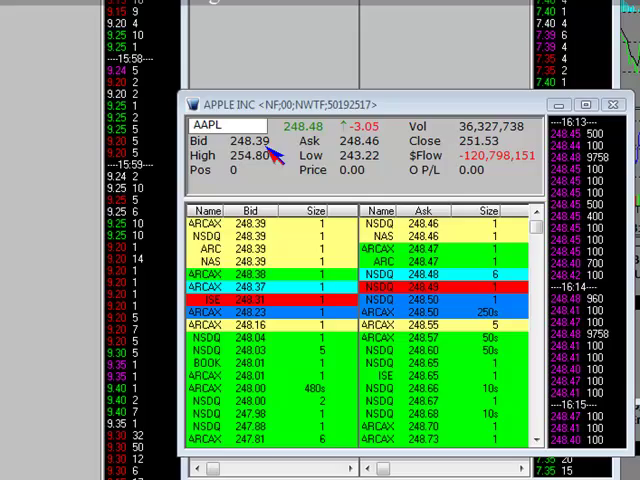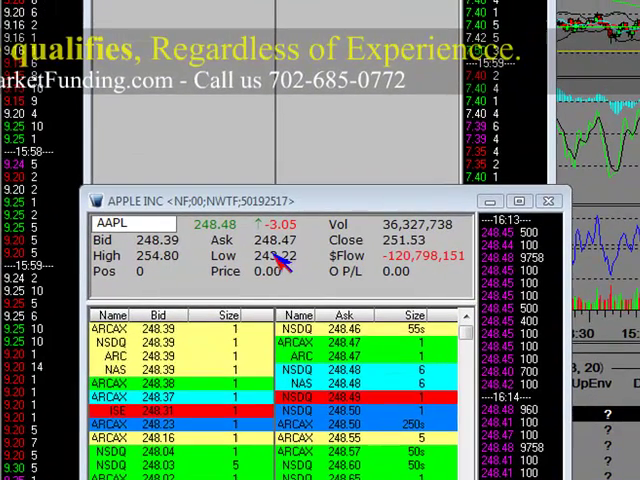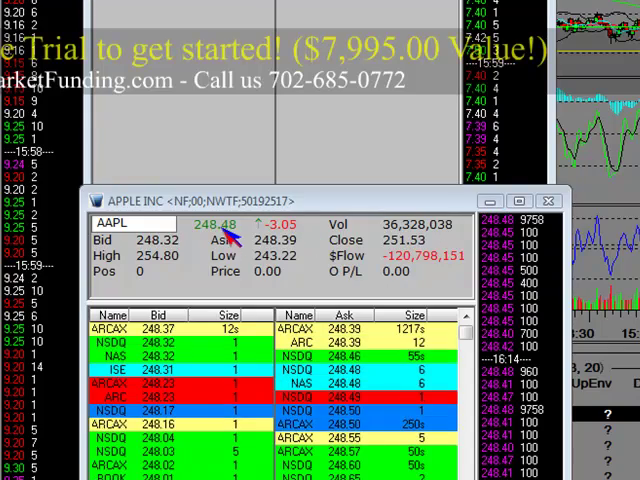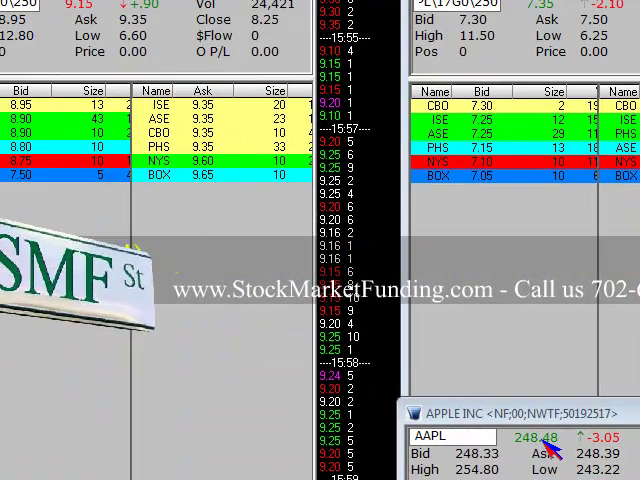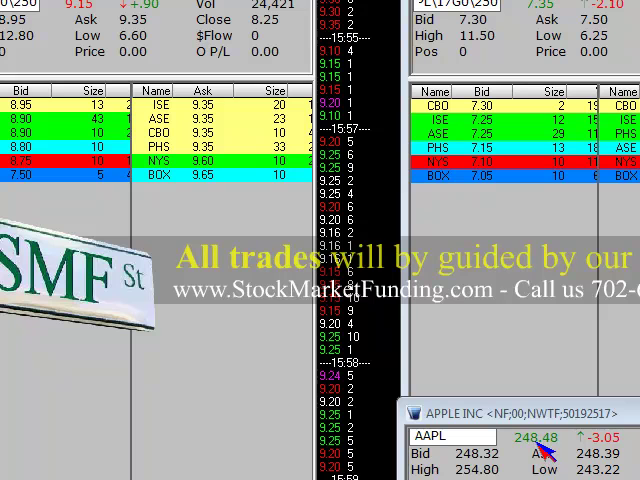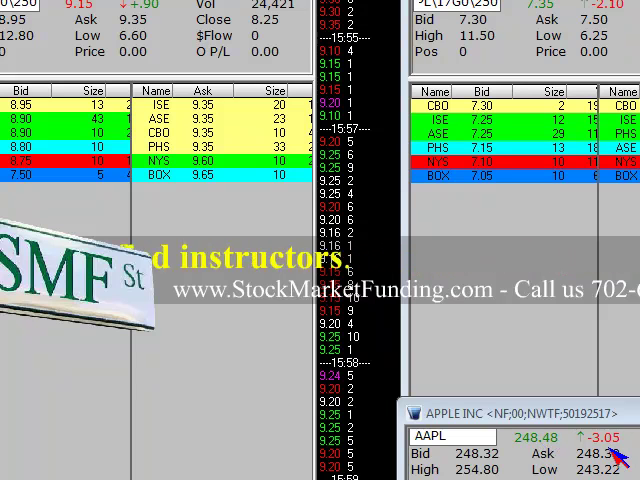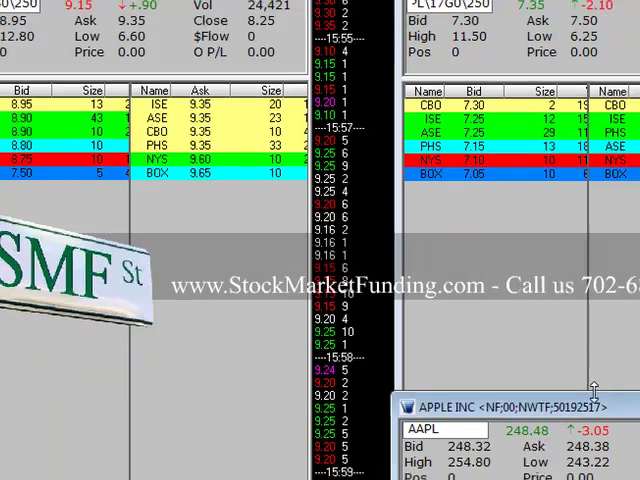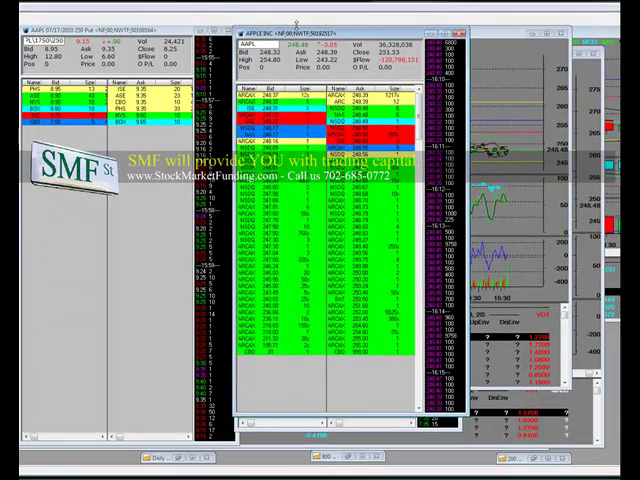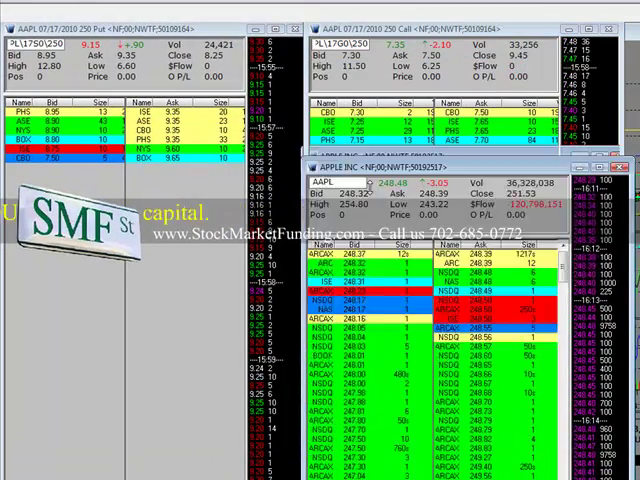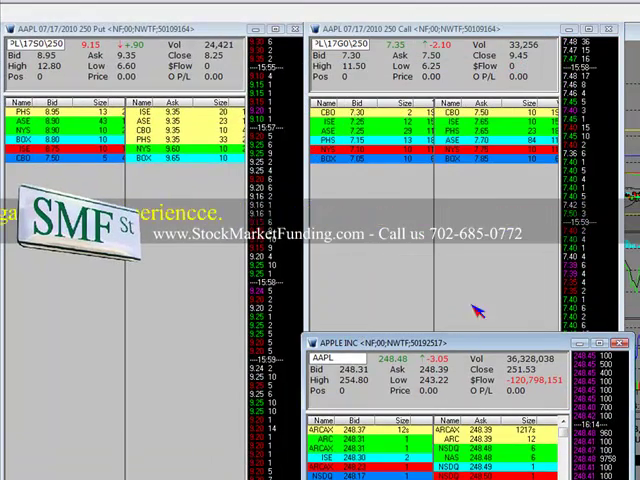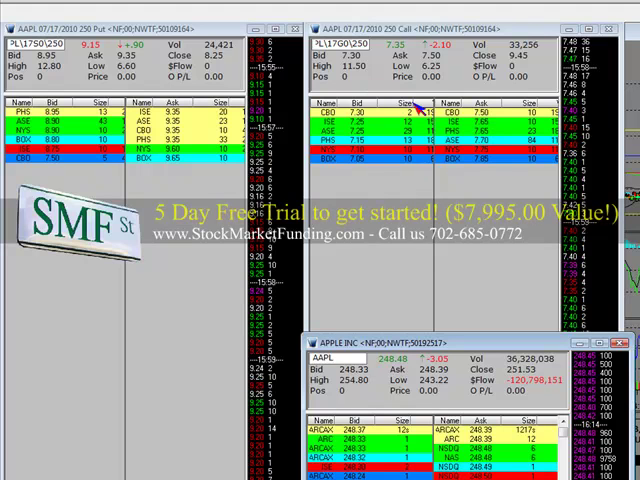So in Apple, what do we mean? The 254 down to 243. It closed at 251 the previous day. The new close going in on Friday morning is going to be 248.48. That's the last print. There was about a 300,000 share order that came in at the close. Now, you can make several dollars trading this at times.